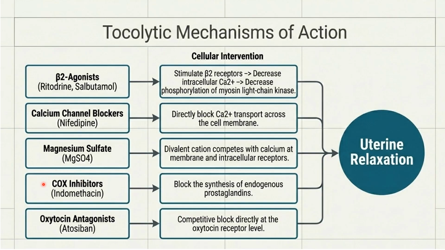The cyclooxygenase inhibitor indomethacin can block the synthesis of endogenous prostaglandins, therefore it can inhibit the ripening or dilatation of the cervix and inhibit the contraction of the body of the uterus, as we said, by inhibition of prostaglandin E2 and prostaglandin F2 alpha. The oxytocin receptor has an antagonist, which is atosiban. Atosiban is a competitive antagonist that directly blocks the oxytocin receptor, leading to uterine relaxation. So these are the 5 major classes, with an example for each one of them and their clinical uses.